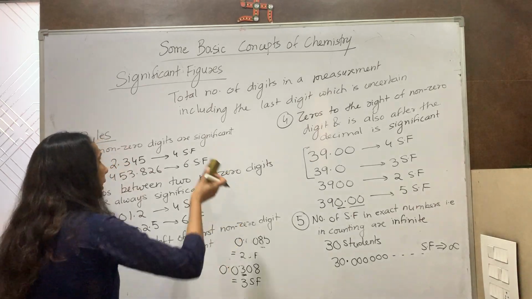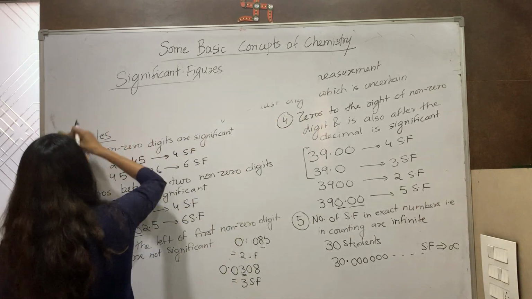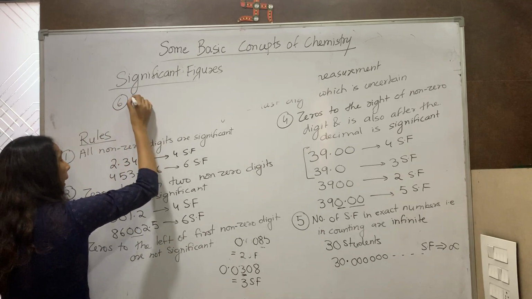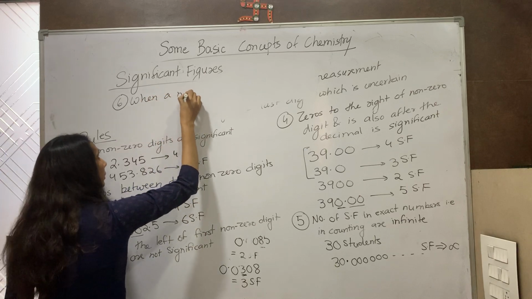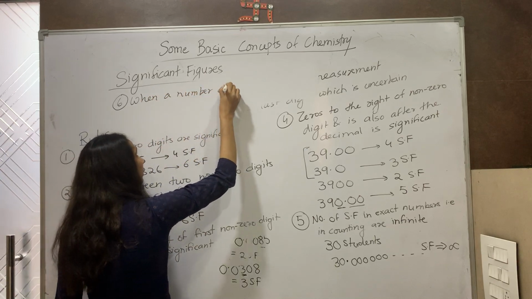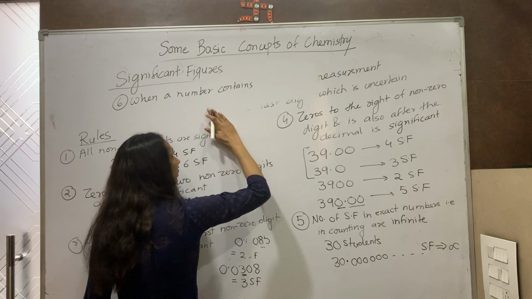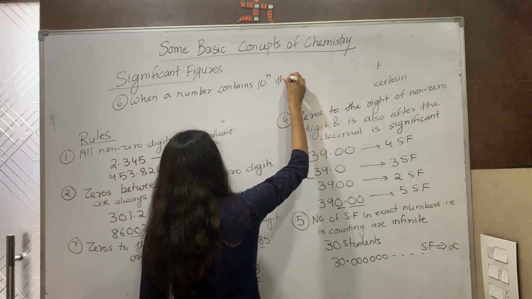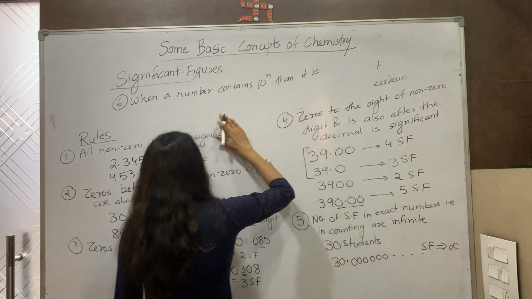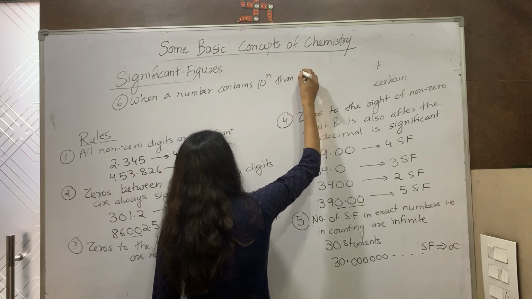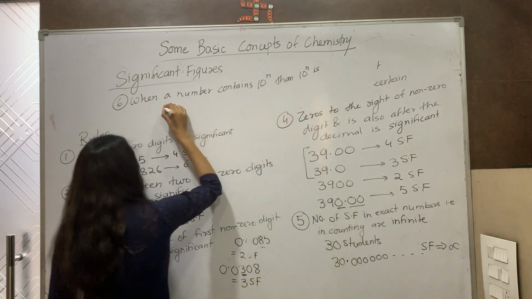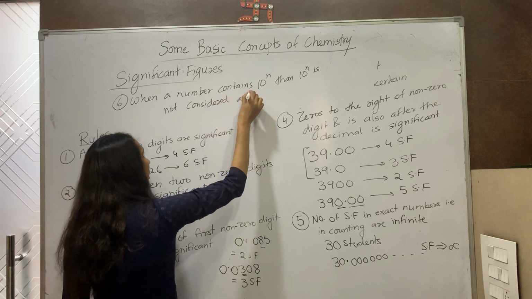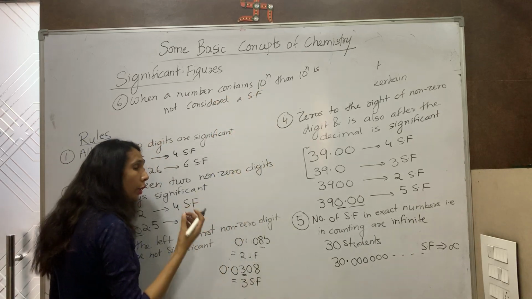Last rule. 6th rule. I'm just writing it here. 6th. When a number contains 10 to the power n, then 10 to the power n is not considered a significant figure. What do we mean by it?